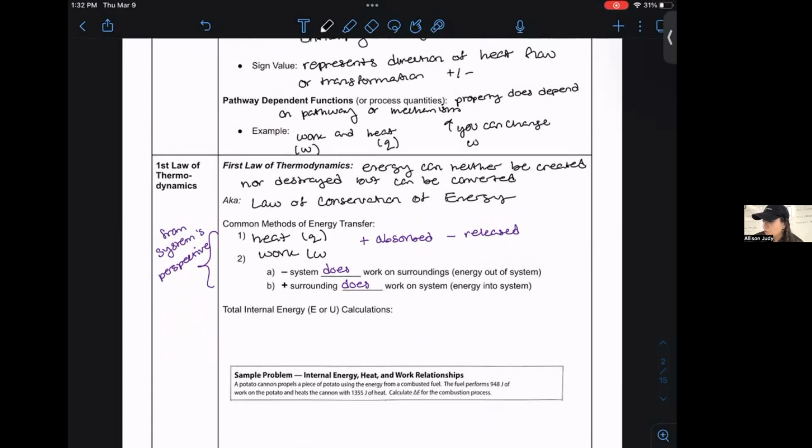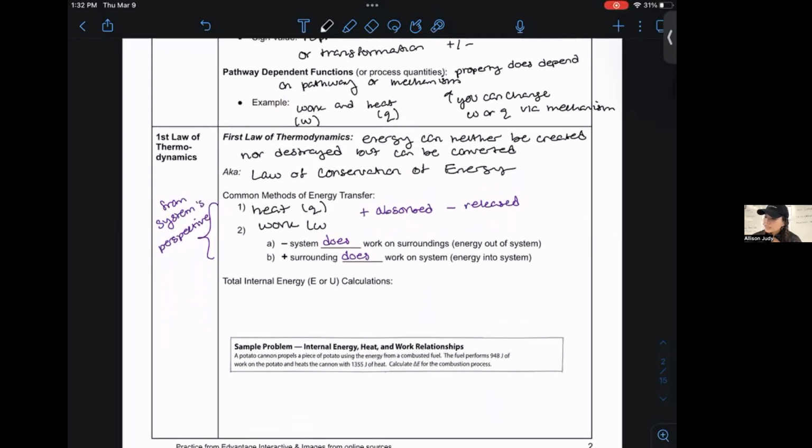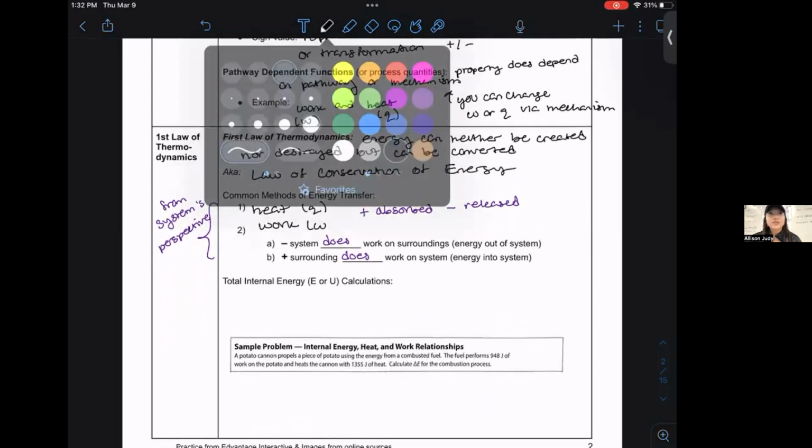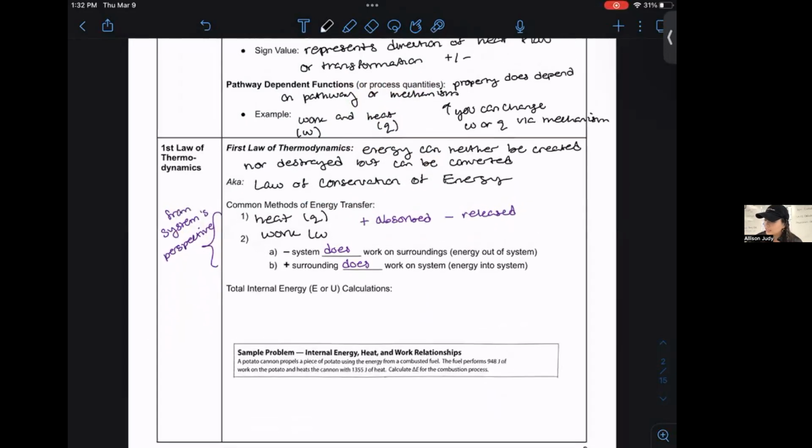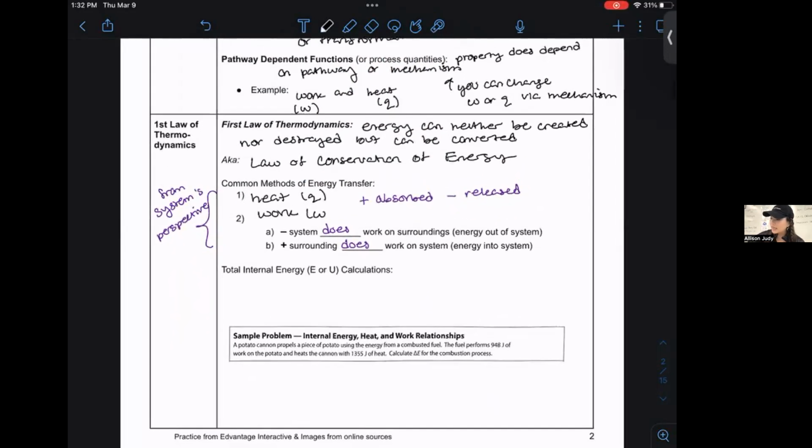That means you could change work or Q via mechanism. It's kind of like the big takeaway for why we care about it being pathway dependent. Okay, so what's the equation that puts this all together, the two energies? We can say that the total energy, internal energy, E or U, in chemistry we use E, is equal to Q plus W. The total change in energy of a system is equal to Q plus W.